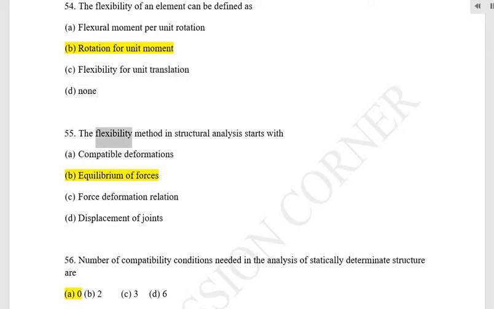55. The flexibility method in structural analysis starts with: compatible deformations, equilibrium of forces, force deformation relation, displacement of joints. 56. Number of compatibility conditions needed in the analysis of statically determinate structure are: A. 0, B. 2, C. 3, D. 6.